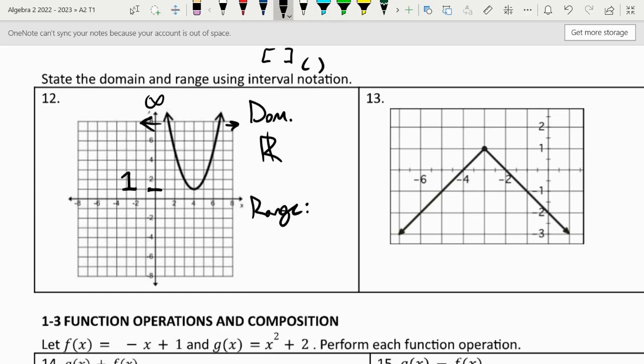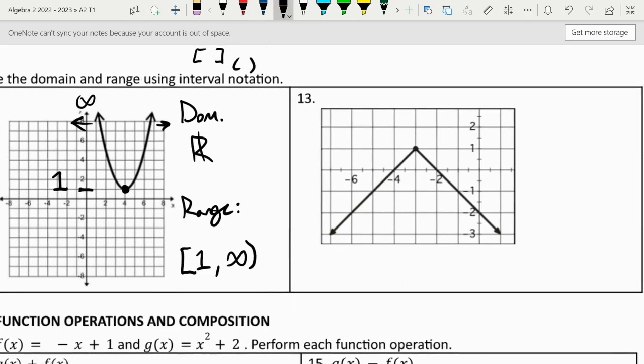The range is going to be between 1 and infinity. So using interval notation, we would use 1, since this is a closed circle, not an open circle. So a bracket for 1, comma, infinity. And we always use parentheses for infinity.